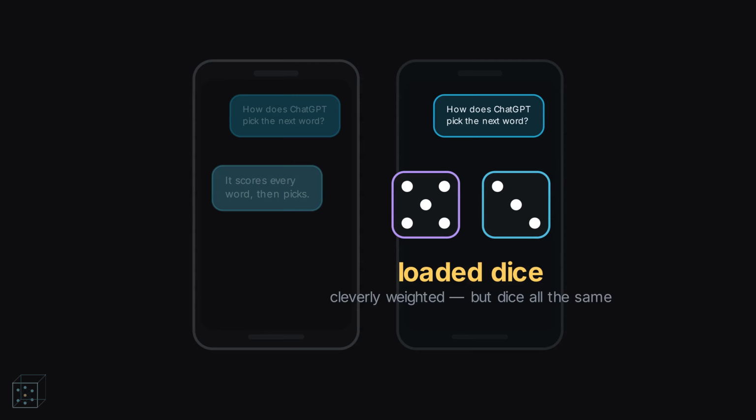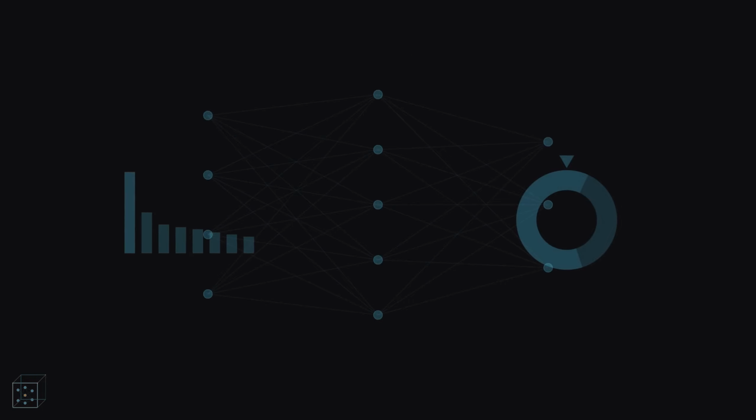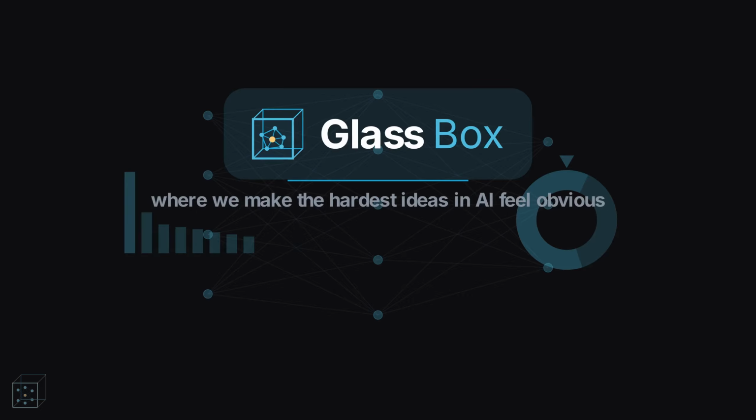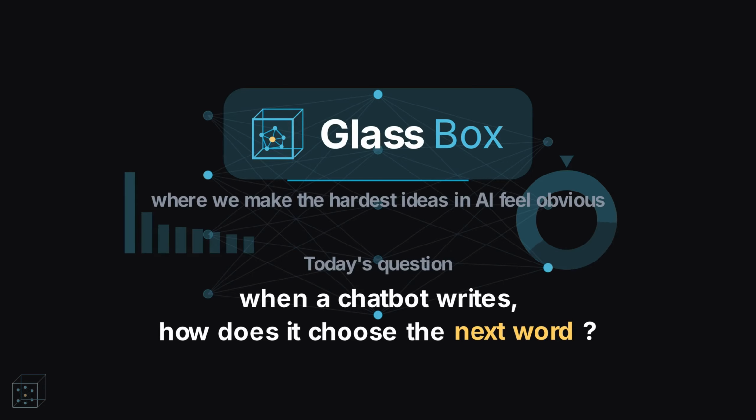In the next few minutes, you'll see exactly how it picks every single word, and the two little dials that make it boring and safe, or wild and creative. This is Glass Box, where we make the hardest ideas in AI feel obvious. Today's question: when a chatbot writes, how does it actually choose the next word?